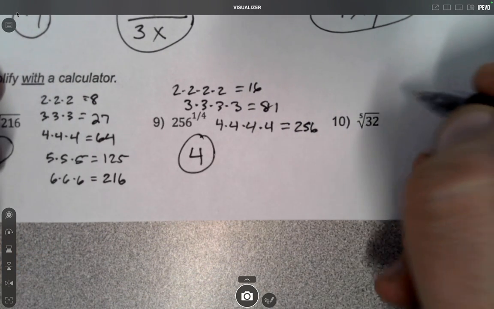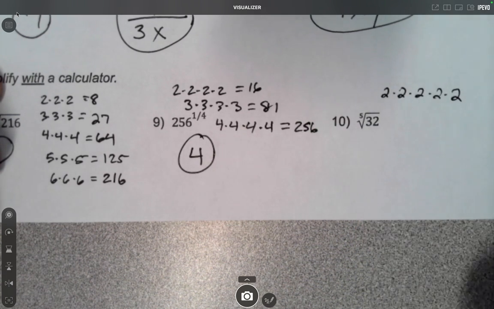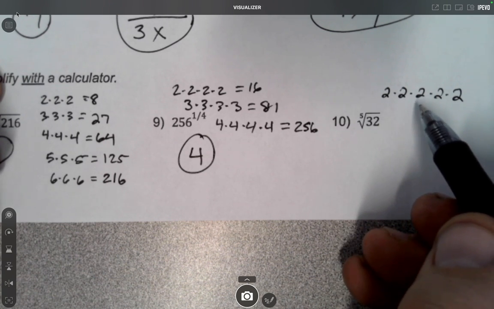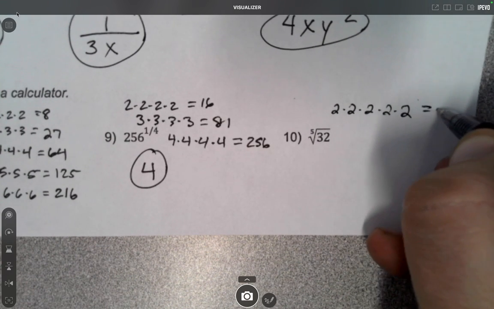Okay, fifth power, each. 2 times 2 times 2 times 2 times 2. 2 times 2 is 4. 4 times 2 is 8. 8 times 2 is 16. 16 times 2 is 32.